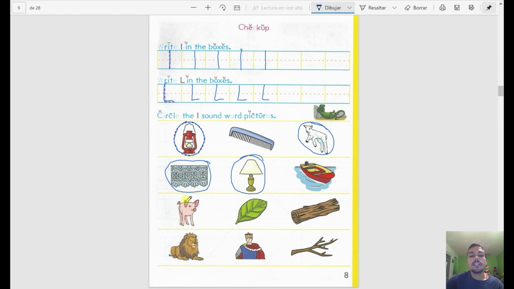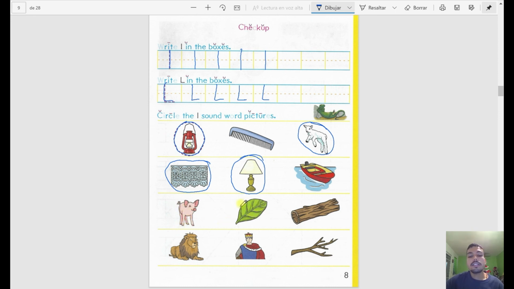The next one here is a pig. Pig has the sound ooh. Pig, it has the sound. No, pig doesn't have the sound ooh, so we'll leave it in blank. We don't circle, okay? No lo vamos a circular porque no tiene sonido, okay?